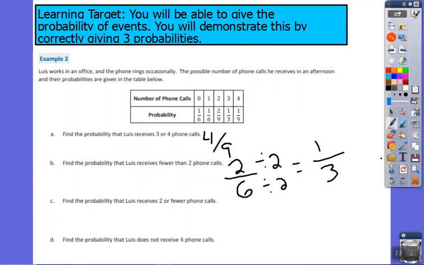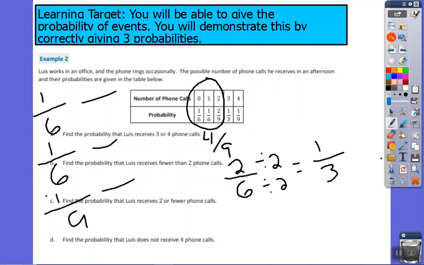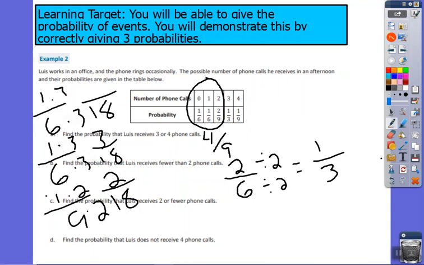Find the probability that Lewis receives 2 or fewer. So I'm going to have to add all this together. Now those do not have a common denominator. I'm going to do it over here on the side. So I need something that 9s and 6s can turn into. So let's use 18. This would be times 2. This is times 3. And the top one will also be times 3. So here are my 18ths. I'm going to add 3, 3, and 2. So that is 8 out of 18. If I reduce it, I would get 4/9 as the probability.